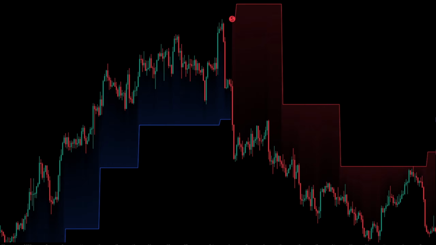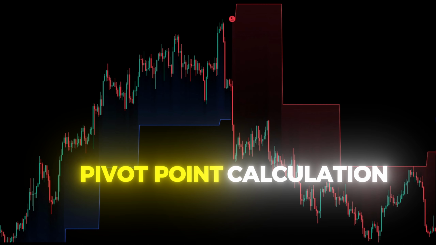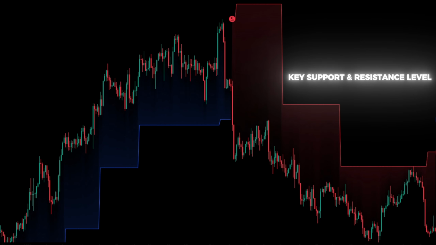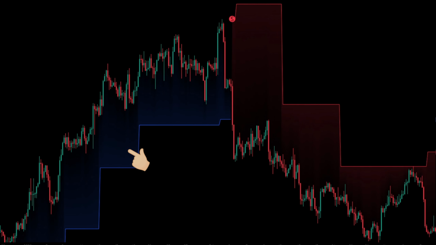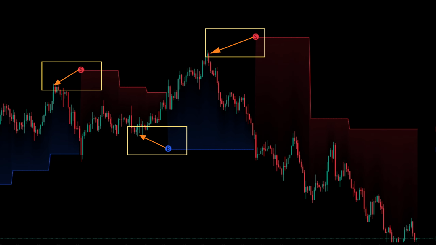What's powerful about this indicator is it uses a pivot point calculation to create a dynamic trend stop line. See here, this line acts as our key support and resistance level that trails with the trend. When we're in an uptrend, this line acts as a support below the price, and when we're in a downtrend, it acts as a resistance above it. The indicator calculates these pivot points based on the highest and lowest prices within a specified range of bars, giving us a true representation of market structure.